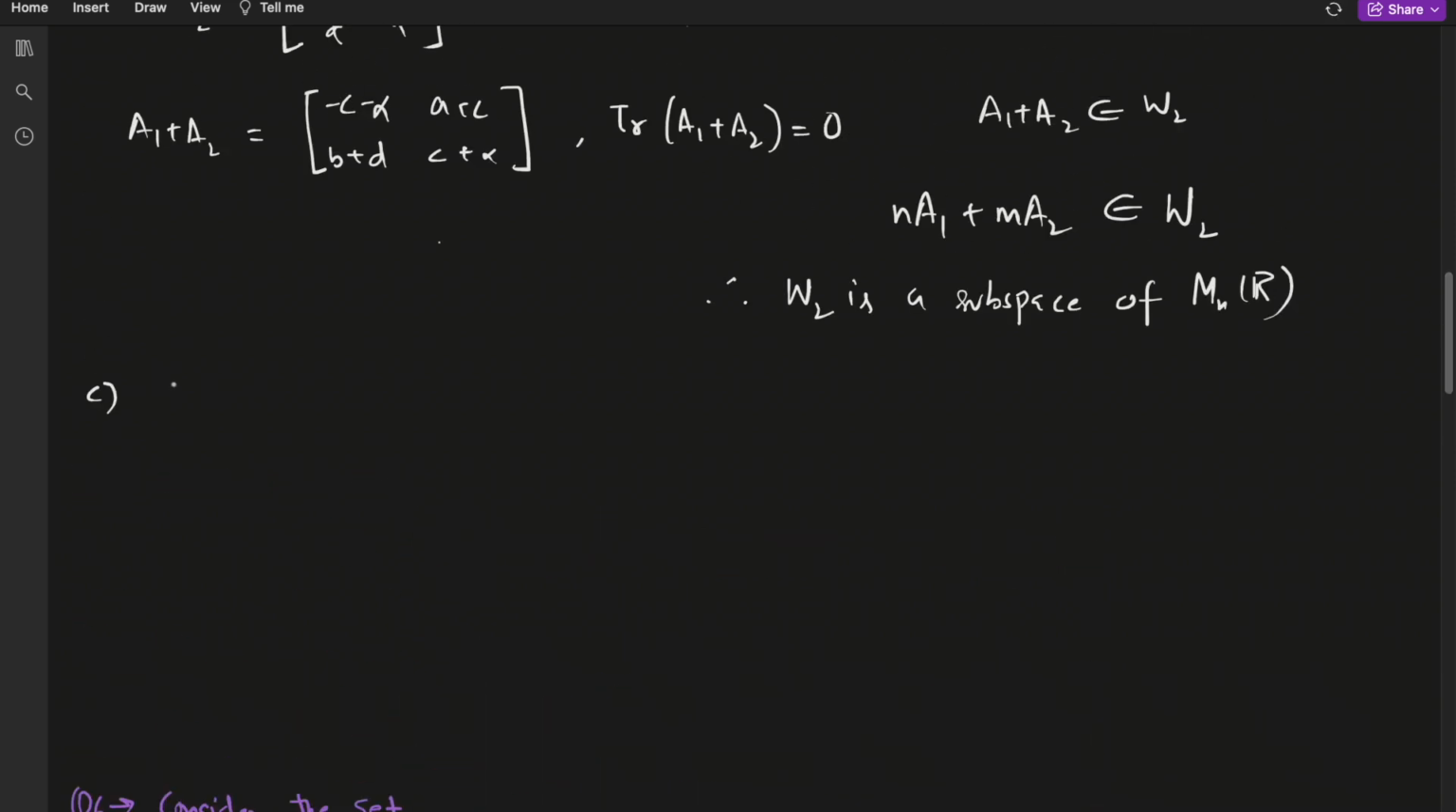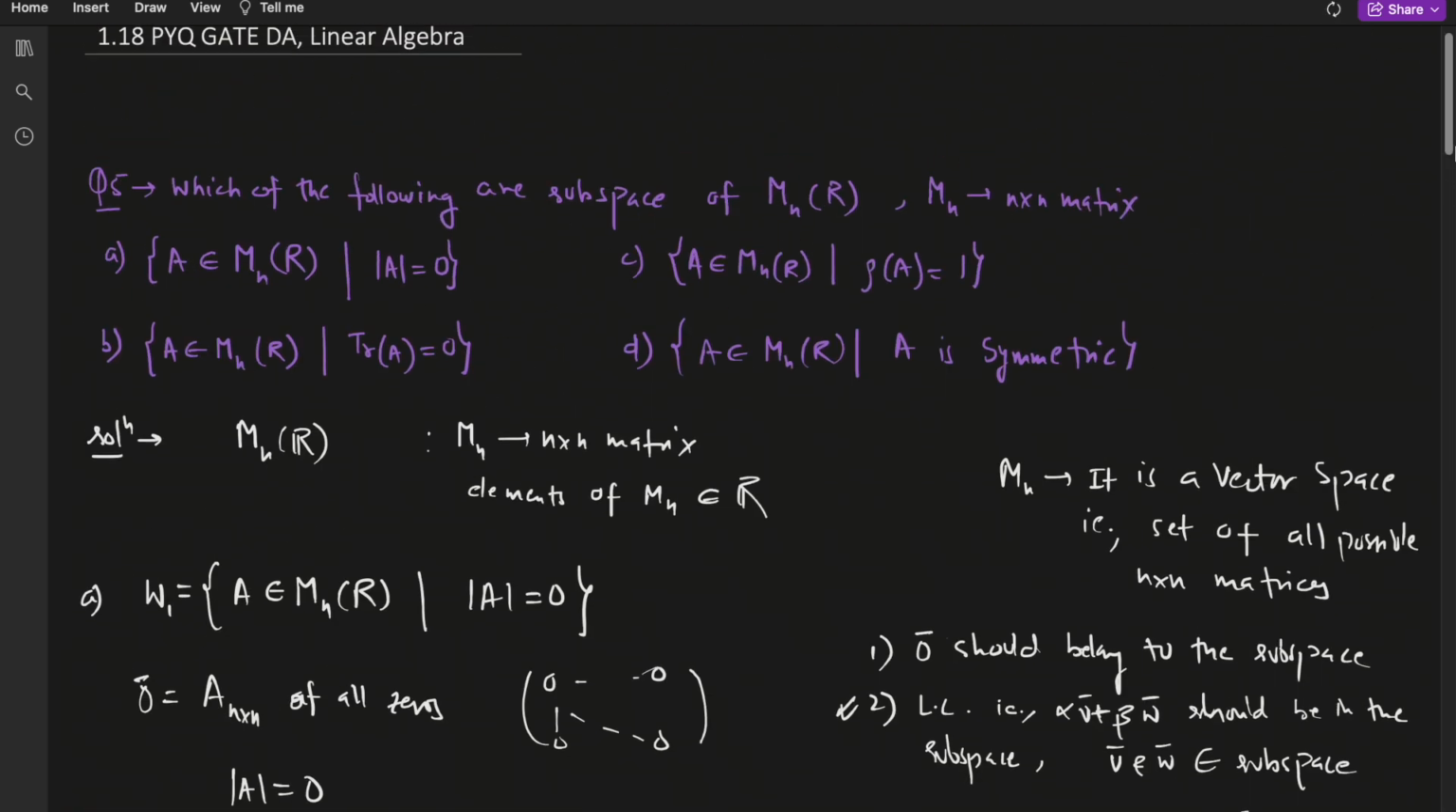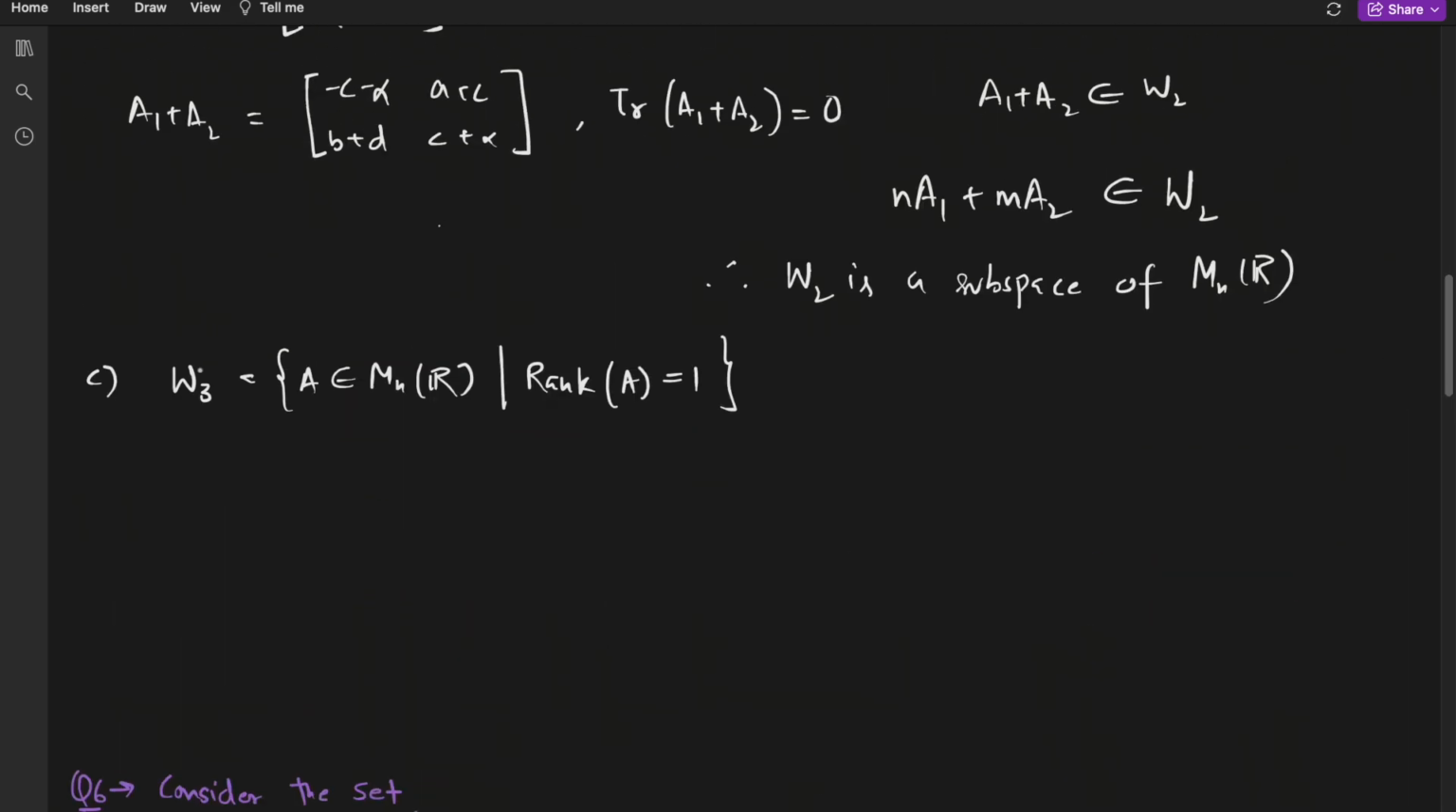All right, now let's see the third one, that is W3. W3 is the set of matrices A belonging to MnR such that the rank of the matrix A is 1. Now this is pretty simple. You don't even need to check the second property. Why? Because the first property itself is failing, that is, the null vector doesn't belong.